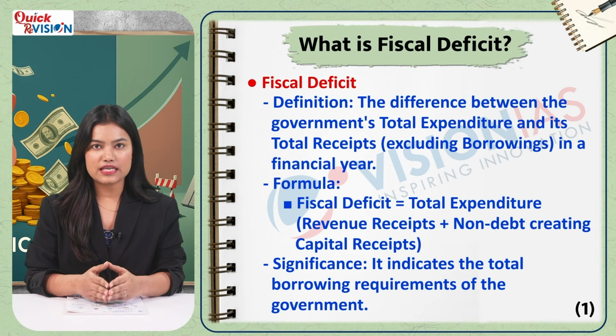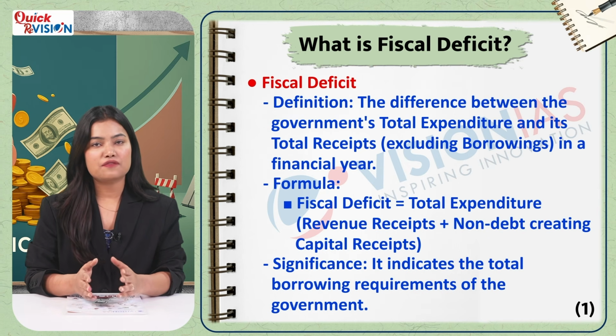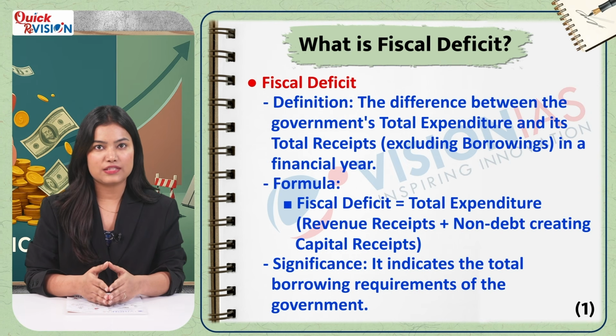In simple terms, it is the difference between the government's total expenditure and its total income in a financial year, excluding borrowings. The formula is: fiscal deficit is equal to total expenditure minus revenue receipts plus non-debt creating capital receipts. This figure tells us the total amount of borrowing the government needs to undertake that year to meet its expenses. It's usually expressed as a percentage of the GDP.